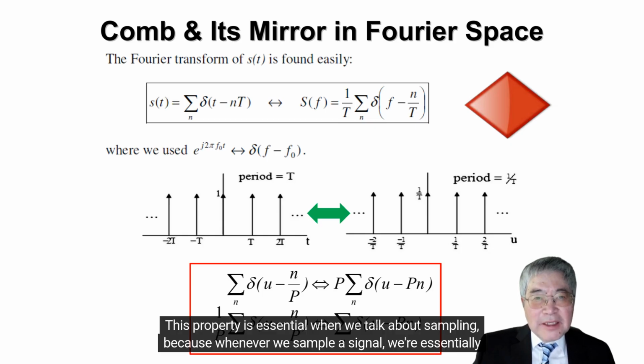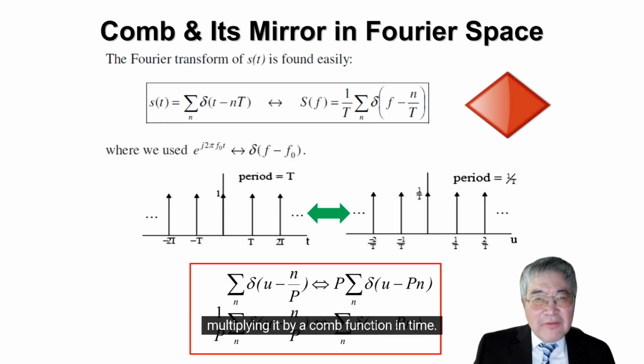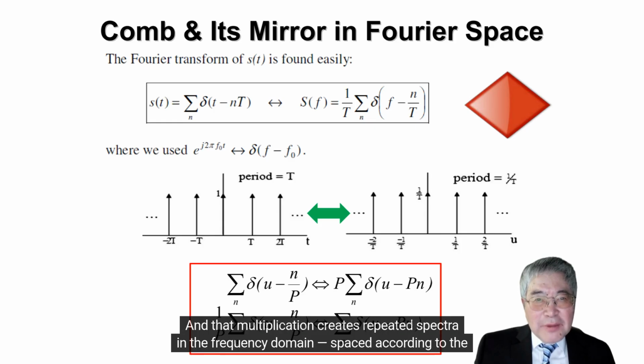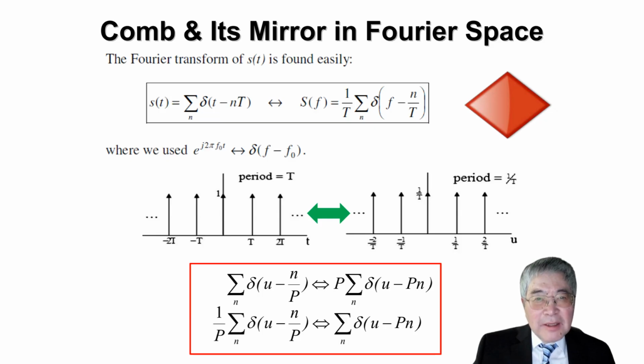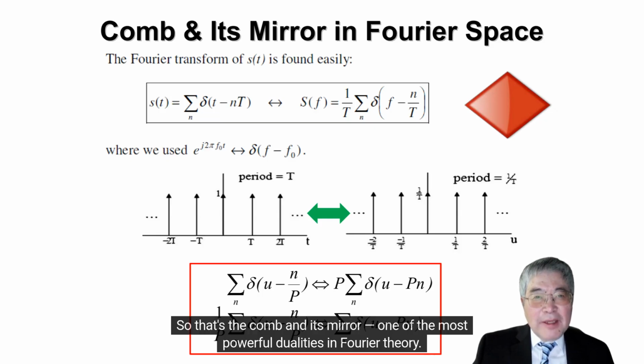This property is essential when we talk about sampling, because whenever we sample a signal, we're essentially multiplying it by a comb function in time. And that multiplication creates repeated spectra in the frequency domain, spaced according to the sampling rate. So that's the comb and its mirror, one of the most powerful dualities in Fourier theory.